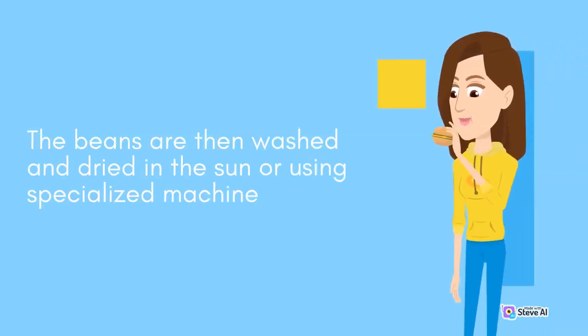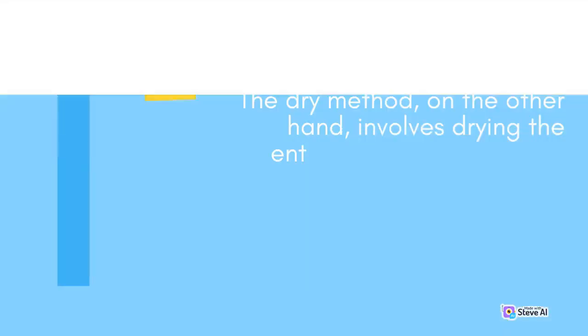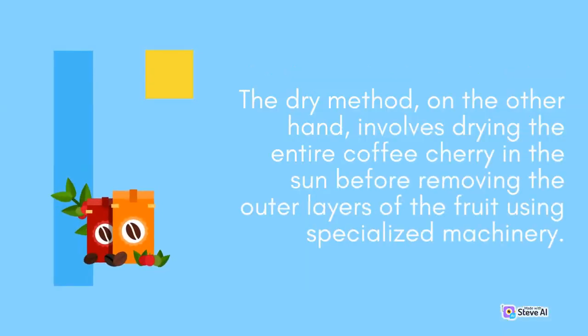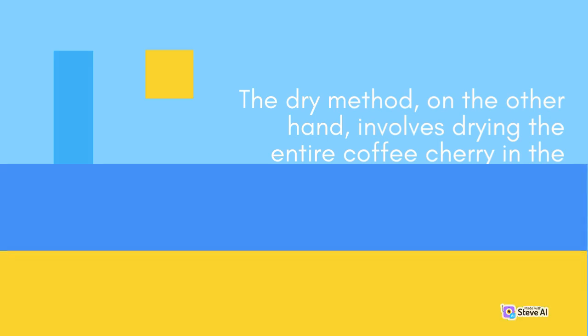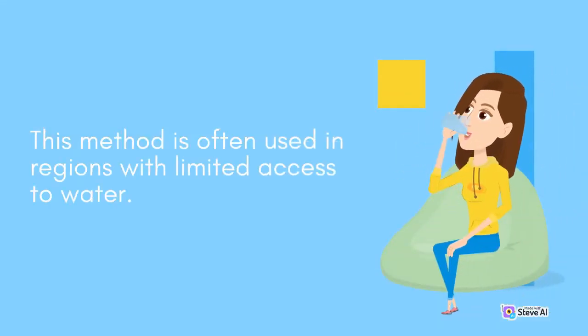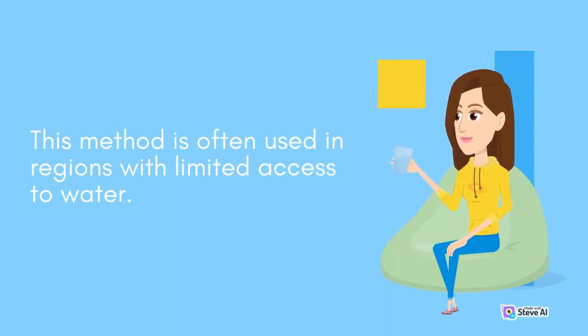The beans are then washed and dried in the sun or using specialized machinery. The dry method, on the other hand, involves drying the entire coffee cherry in the sun before removing the outer layers of the fruit using specialized machinery. This method is often used in regions with limited access to water.